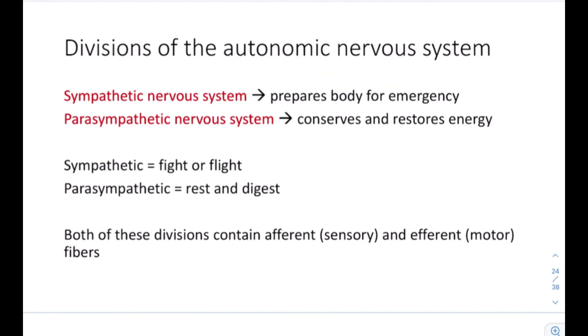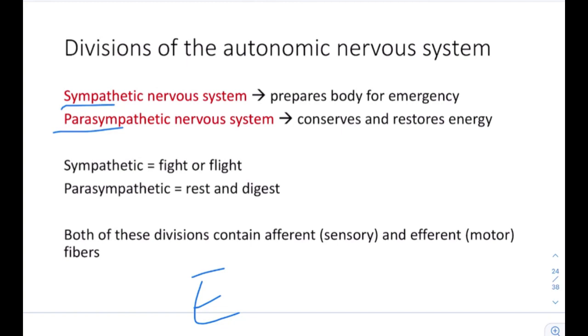So the divisions of the autonomic nervous system, there are 2 main divisions, sympathetic and parasympathetic, as well as the enteric nervous system, which we'll talk about later. So the sympathetic nervous system prepares your body for an emergency. The parasympathetic nervous system conserves and restores energy. So let's take a few examples so we can understand.